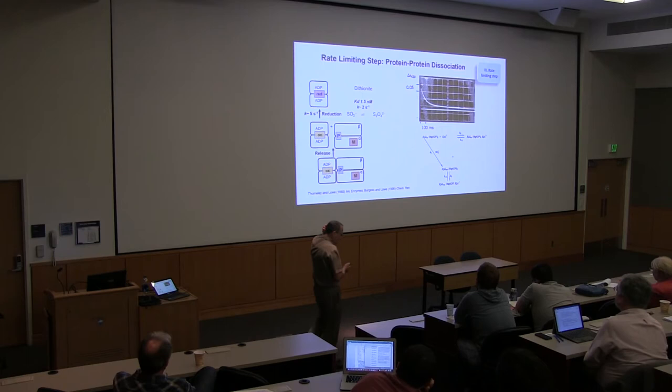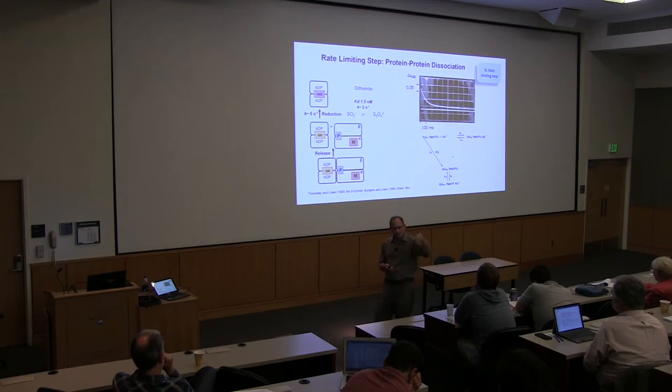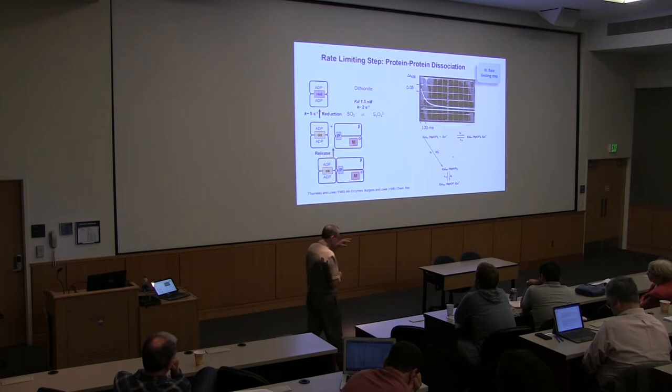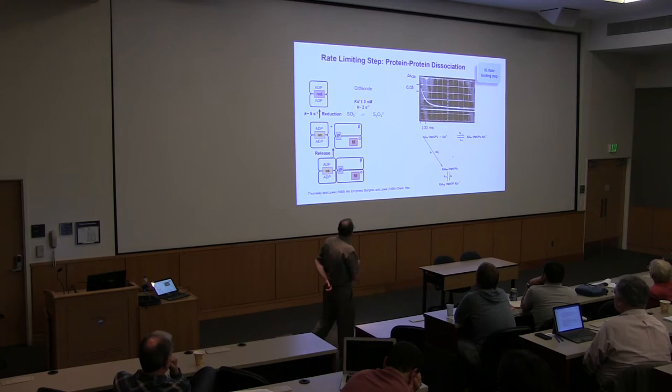Well, it turns out dithionite, this is going to surprise you, is not the reductant inside the cell. All right? The cell never figured out how to use dithionite. So what does the cell use to reduce this? Well, it's pretty clear from genetic studies that it uses either ferredoxin or flavodoxin. They can be used interchangeably. And so we embarked on trying to do this experiment with flavodoxin.